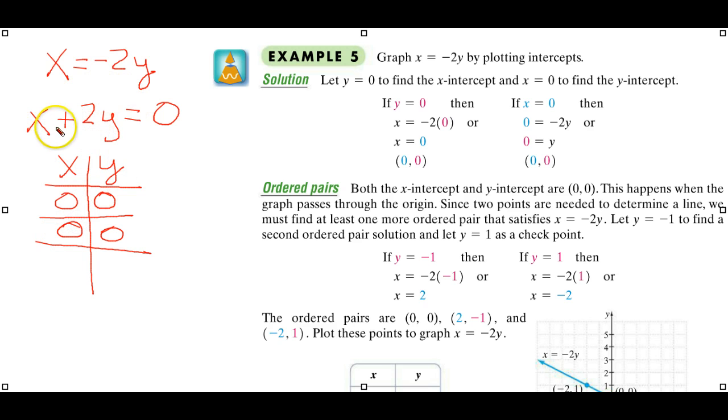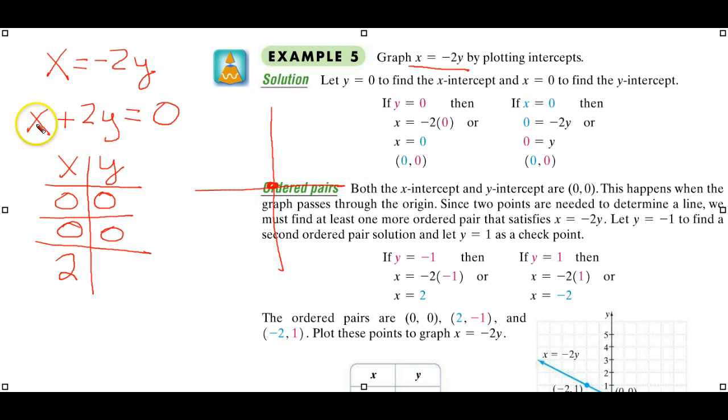And if this is a 0, this is a 0. So when we set it up in standard form and there's a 0 in this position, this equation is going to go through the origin. So the x and y intercepts are the same. That is, it's going through the origin. So you need then one other point to solve this equation. So you need another point somewhere.